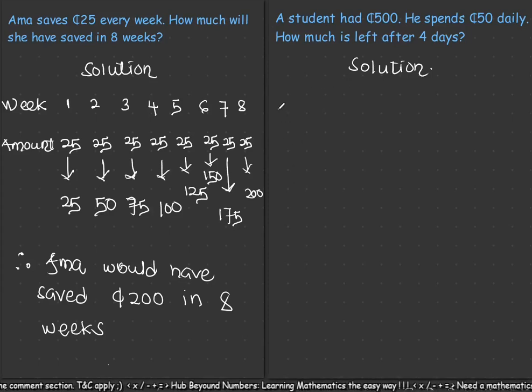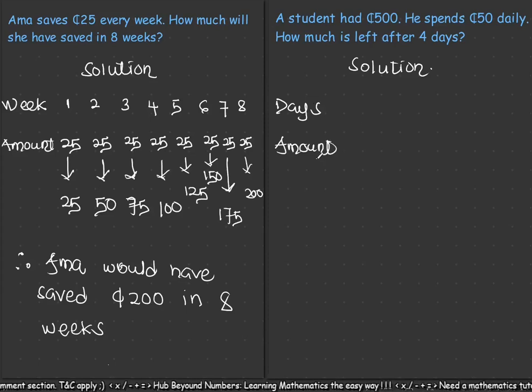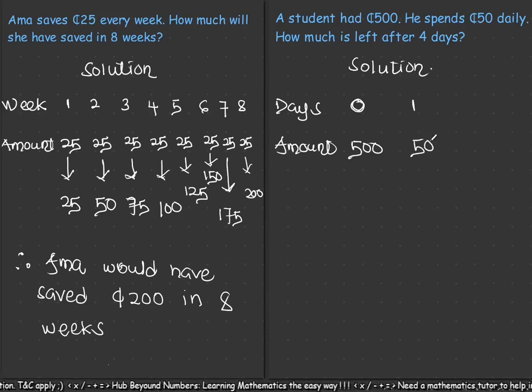We can write the number of days. So we have the number of days here, and then the amount left, you see. So on the initial day, that is day 0, when he has not spent any money, he has what? 500 left. On the first day, he's going to spend a 50. You see, so since he's going to spend a 50, the amount we need over here will be 500 minus the 50. And we know 500 minus 50 gives us what? 450. So you put that 450 over here.